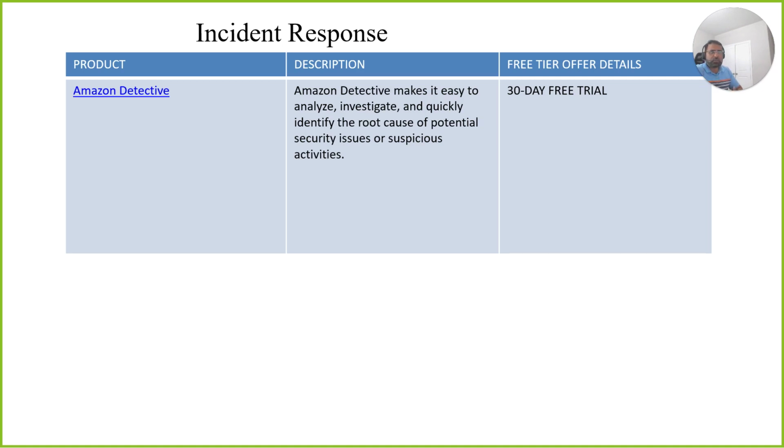Incident means something happened in a real world environment, in a production environment. A team should respond to that, identify it, and fix it. One service, called Amazon Detective, makes your life easy to analyze, investigate, and quickly identify the root cause of potential security issues or suspicious activities. If something goes wrong, this service helps you quickly identify the root cause of the problem so that you can respond to your customer.